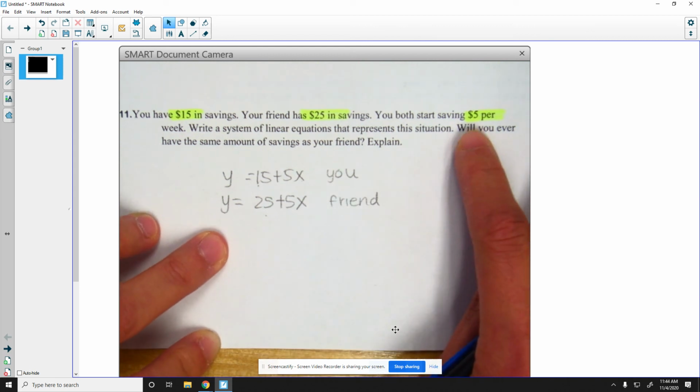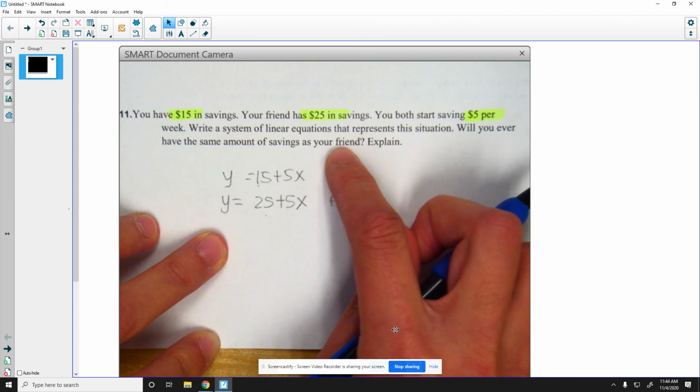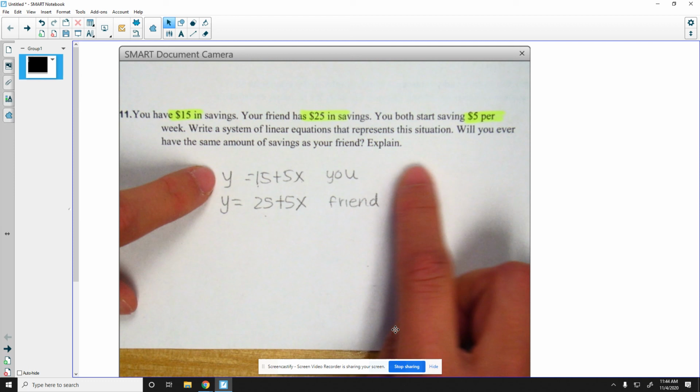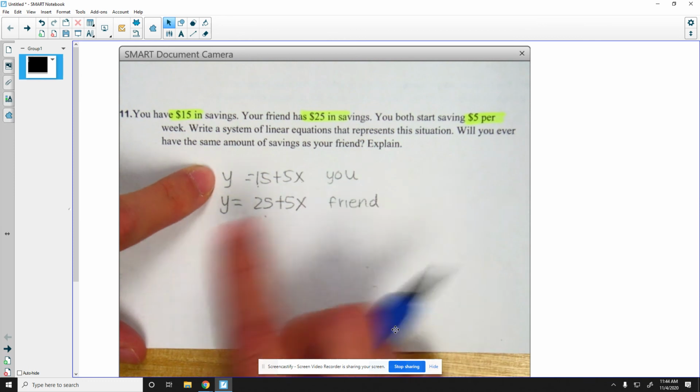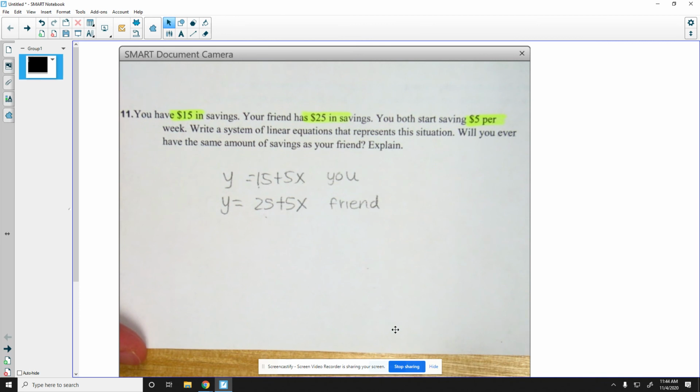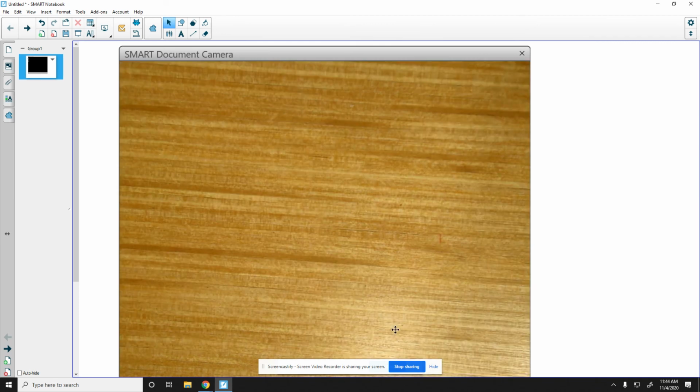Now, if this says, will you ever have the same amount? That means, will your 2 lines ever cross? Because if they don't cross, then you're never going to have the same amount. If they're the same line, then you don't have enough information. Basically, that's what it is. Okay? All right, so I think you can do the rest by yourself.